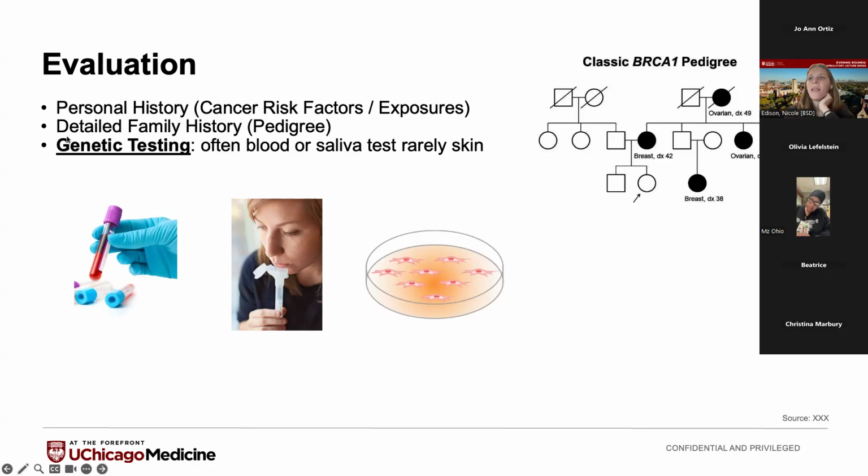And then the testing process, usually it's either a blood kit if they come to see us in the office, or we can send them a saliva kit at home. Very rarely we actually do a biopsy of their skin and look at the skin cells, and that's usually for patients who have certain types of ongoing cancers already. So that's not really common.